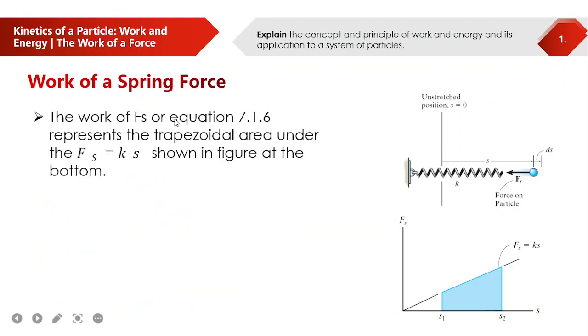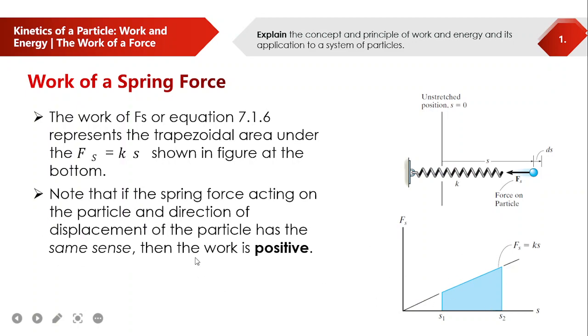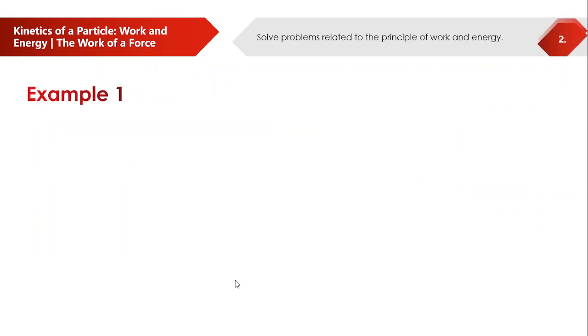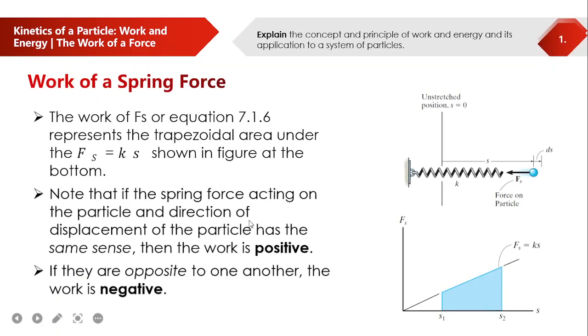So the work of F sub S, or equation 7.1.6, represents the trapezoidal area under the F sub S equals k s line shown in the figure at the bottom. Ito. Okay? Note that if the spring force acting on a particle is in the direction of the displacement of the particle, has the same sense, then the work is positive. Di ba? If they are opposite, then the work is negative. Ganun lang kasimple yung spring force natin. Basta ang importante, alam nyo kung paano mag-compute ng work ng spring force, work ng weight, at saka work ng force na na-apply natin doon. Okay? So let's have an example.